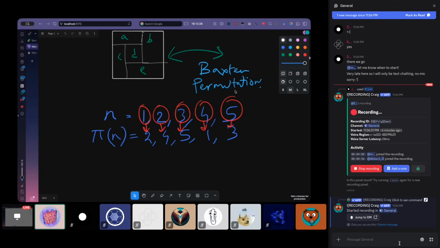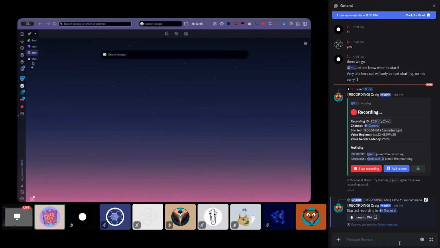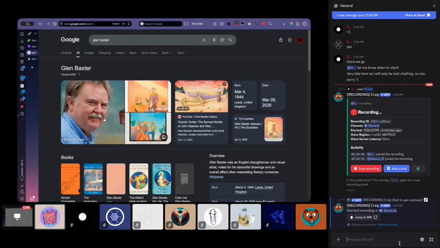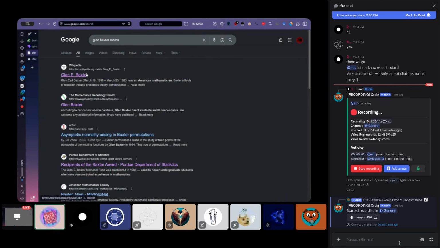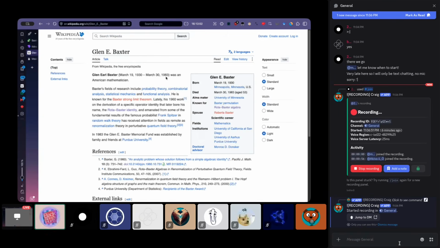Now, why are permutations involved here? We'll get to that, but before that, let's figure out what a Baxter permutation is. This is primarily because of this one guy named Glen Baxter. Not this guy, this is a different person. Glen Earl Baxter.